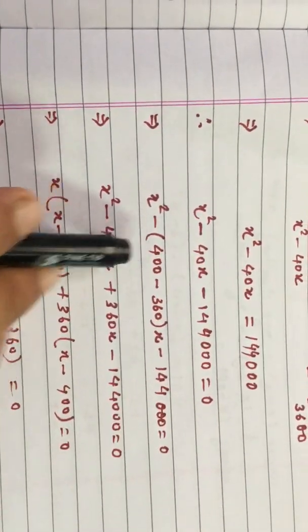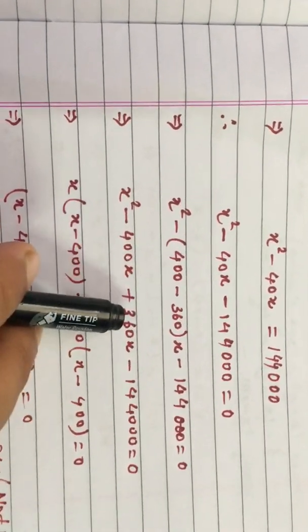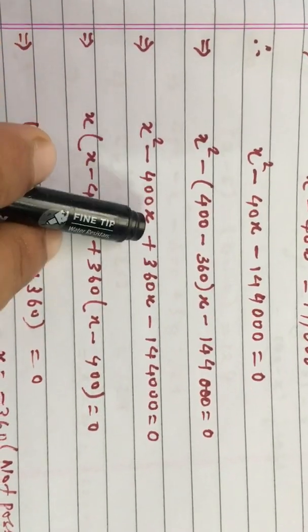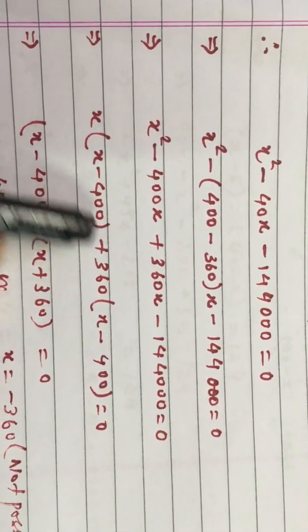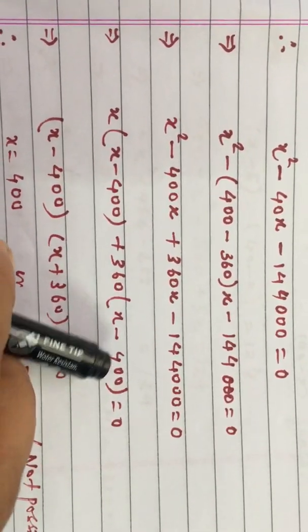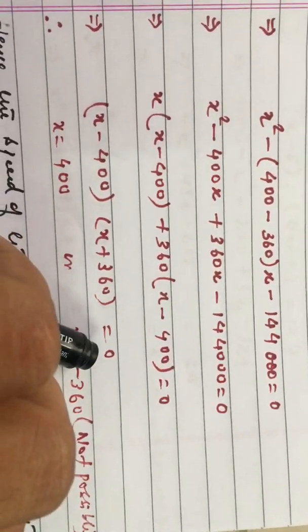So x into 400 is 400x, minus minus plus, x into 360 is 360x, and this value is the same. x is common in the first two terms, x minus 400, and 360 is common in the last two terms, x minus 400. So x minus 400 is again common, x plus 360 equals 0.